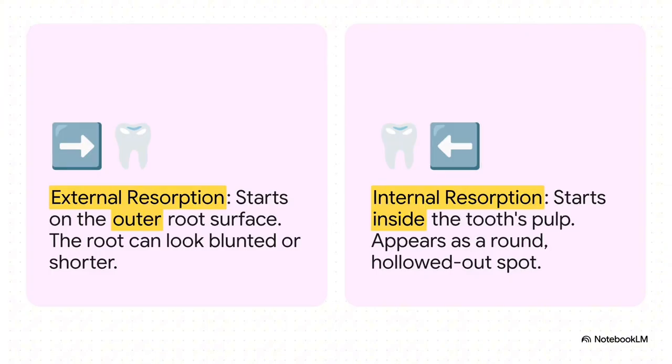It's a process called resorption, where the tooth's own structure just starts to dissolve. And it can happen from 2 directions. You've got external resorption, which starts on the outside of the root. It can make the root tip look kind of blunted or shorter. Then you have internal resorption, which starts from the inside and basically hollows out the tooth. It's almost like the tooth is being eaten away, either from the outside in or the inside out.